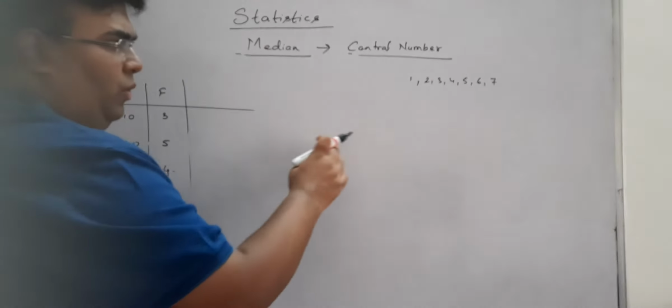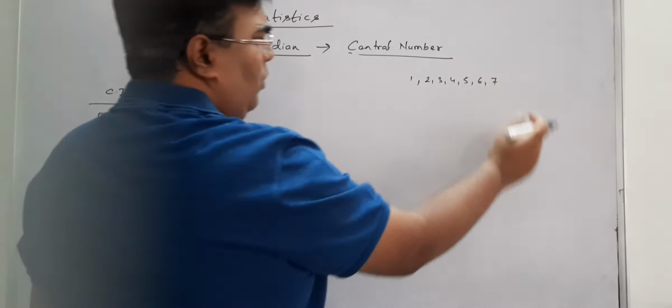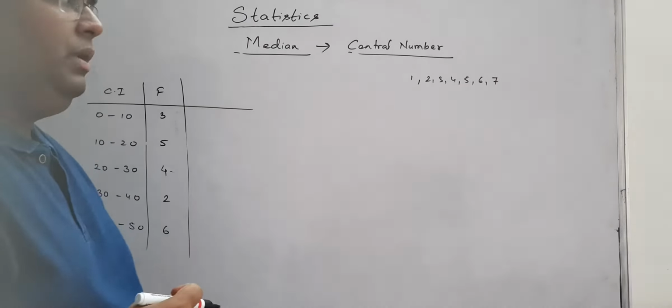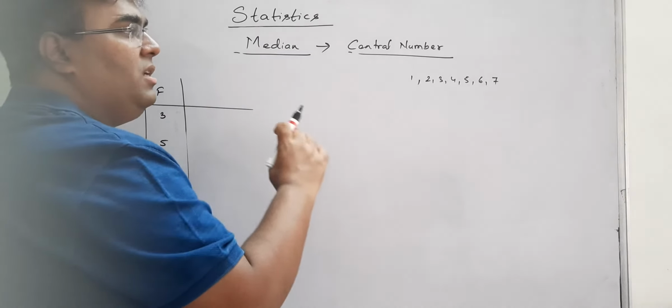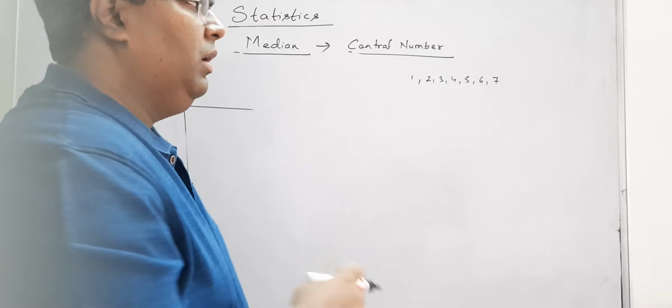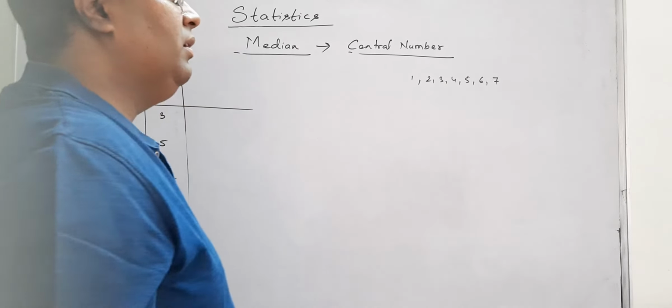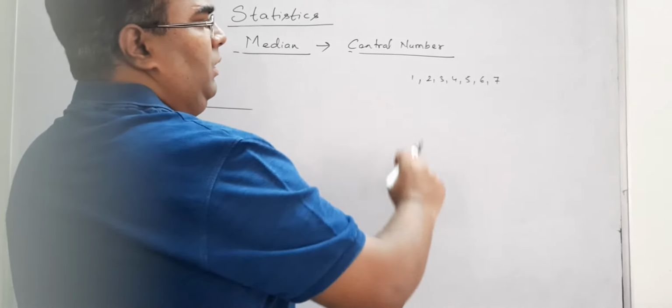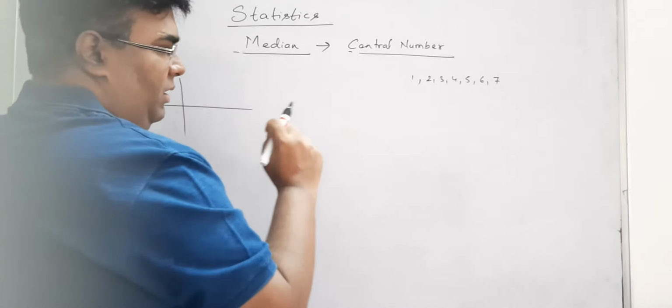So, suppose you have numbers like 1, 2, 3, 4, 5, 6, 7. The first step will be to arrange the numbers either in increasing order or decreasing order. Here the numbers are already arranged in increasing order. So what we will do is just find the middle number. There are two methods for this.